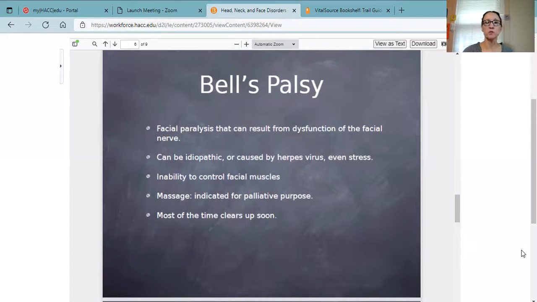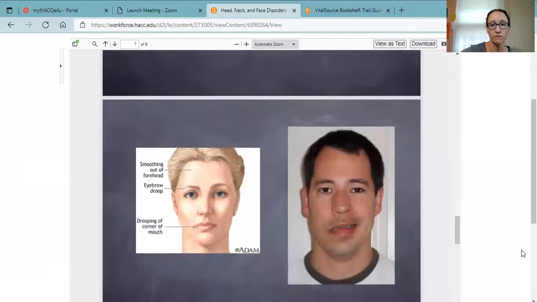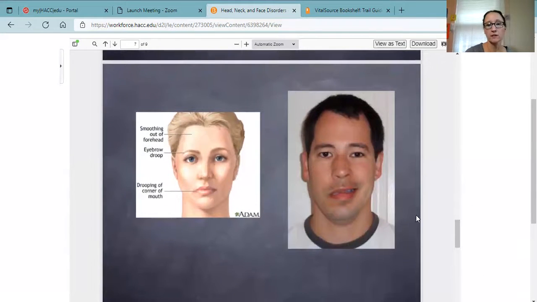Most of the time it clears up soon. Yes, for most people it resolves within 3 months. However, you can have it for a year. Hopefully you're not that person that has it for a year. Okay, so again, unilateral paralysis of the face caused by the facial nerve, which is cranial nerve 7. You'll see the Roman numeral VII, that's 7. That indicates the facial nerve, okay?